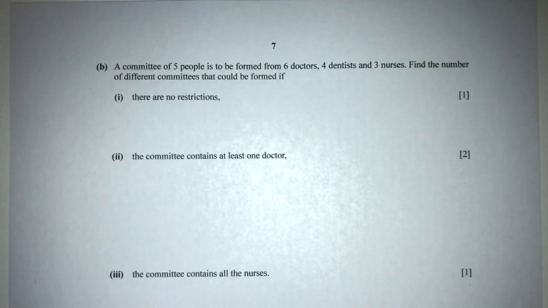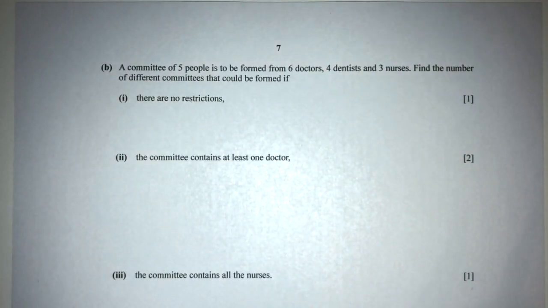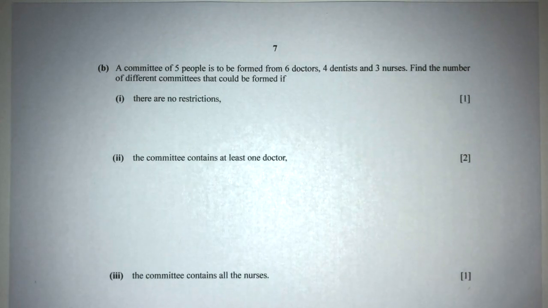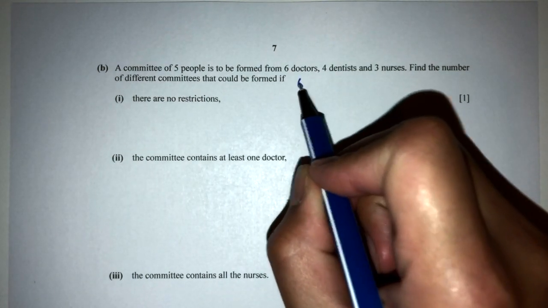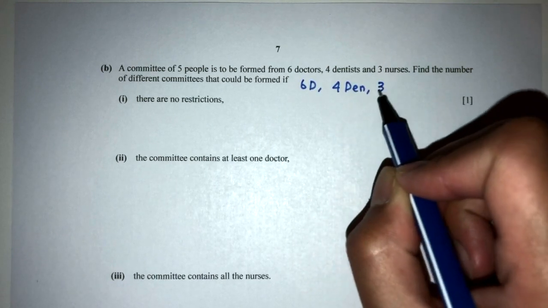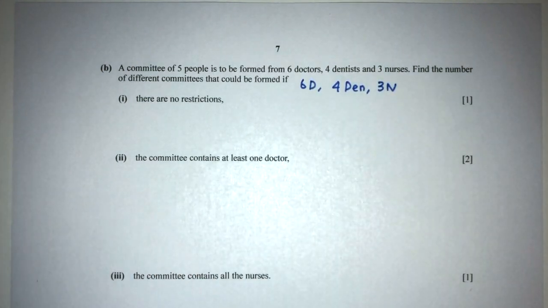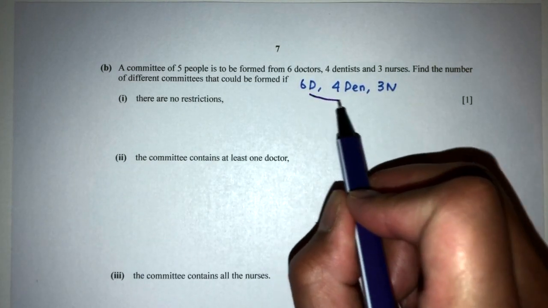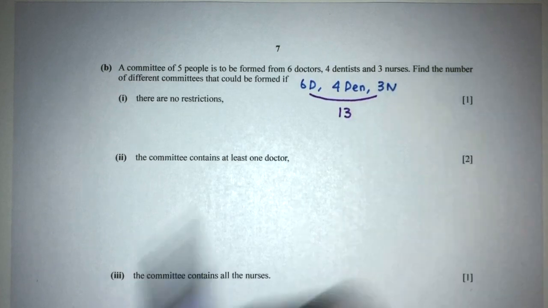Now let's move on to part B of the question. A committee of 5 people is to be formed from 6 doctors, 4 dentists and 3 nurses. But if you observe, together we must have 6 plus 4 plus 3. We have 13 people to choose from.